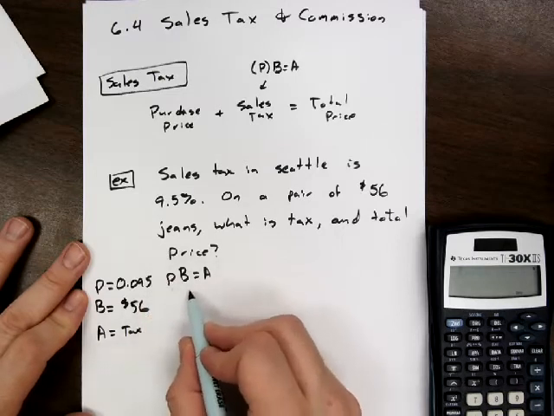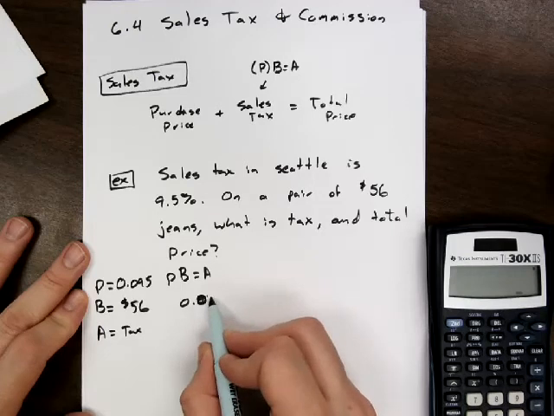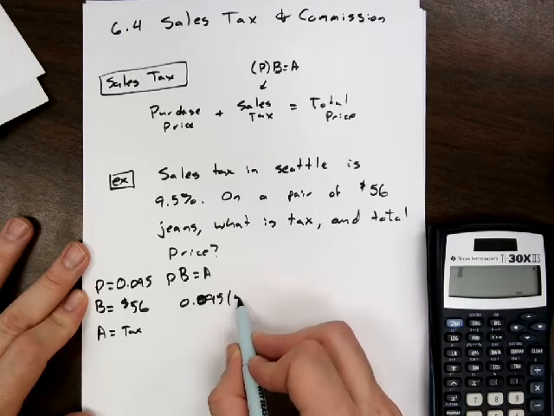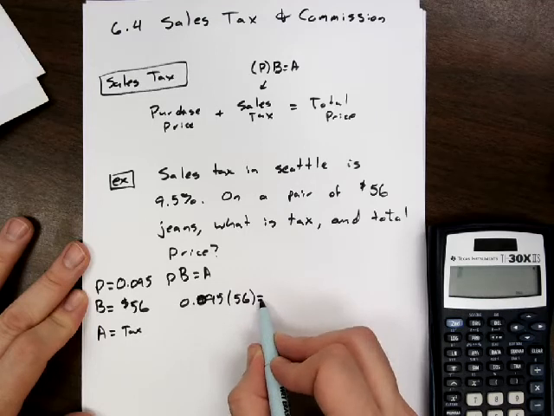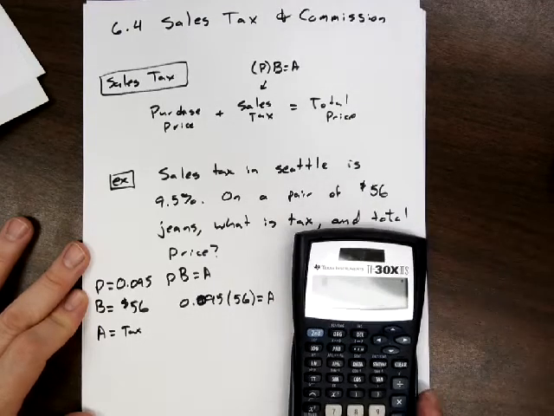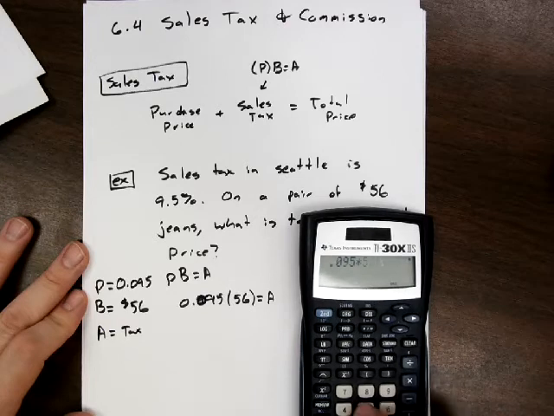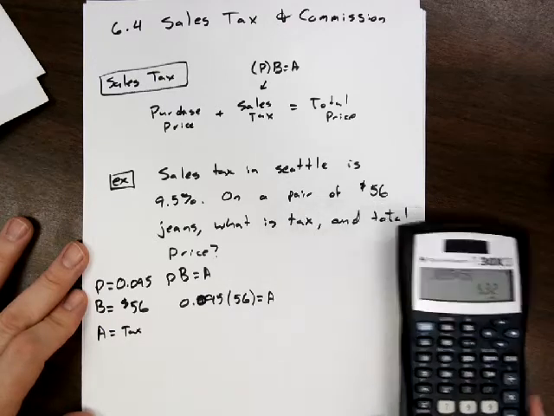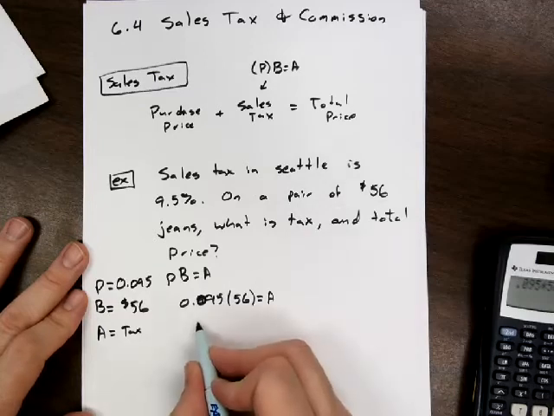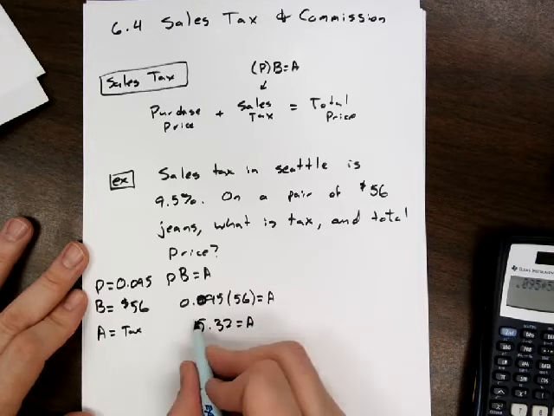Okay, so I know that my percentage here is 0.095. I know that base is $56, and that's going to be equal to our tax. Well, let's just plug it in. So I'm going to have 0.095 times 56, and it looks like we've got $5.32 for our tax. So that right there is our tax.